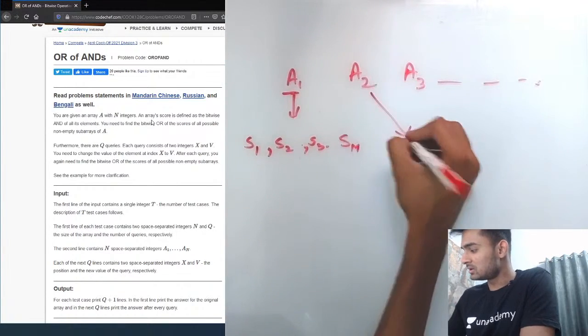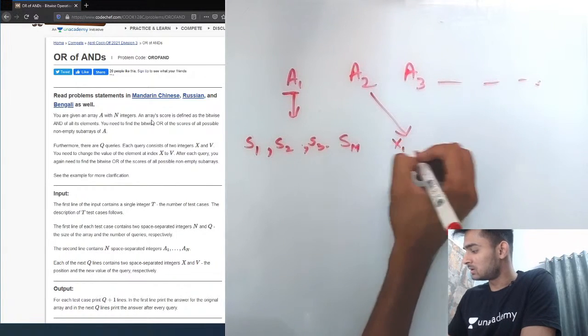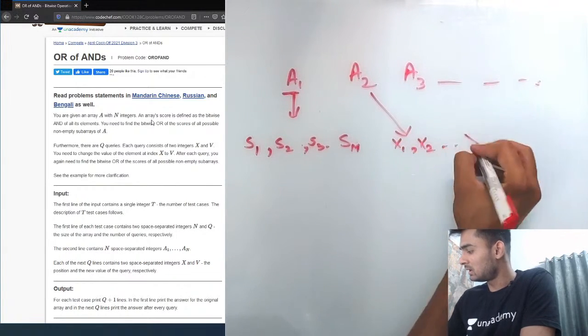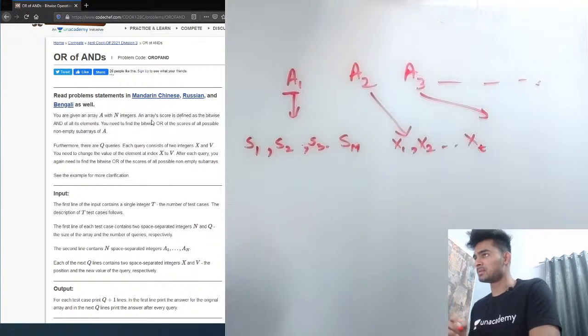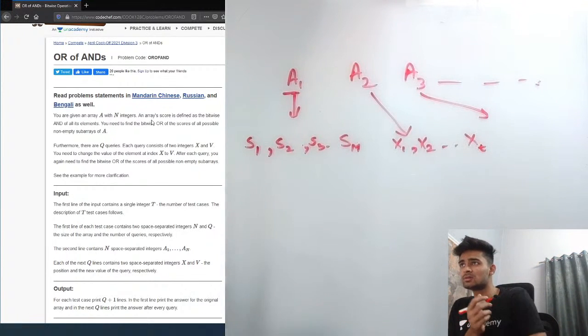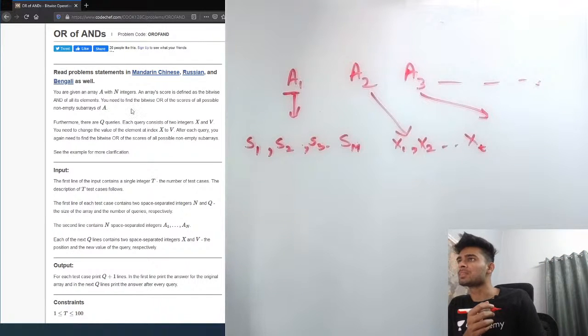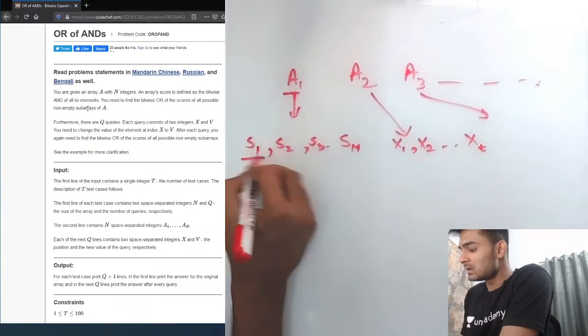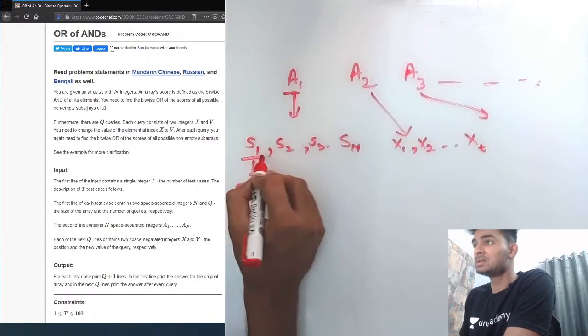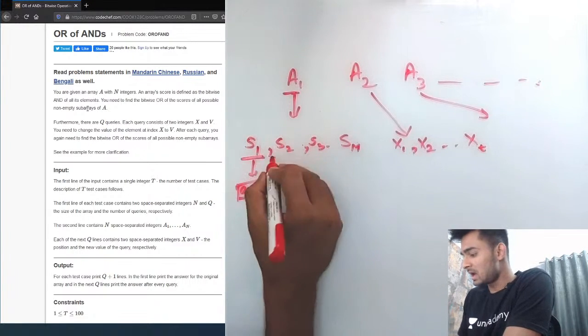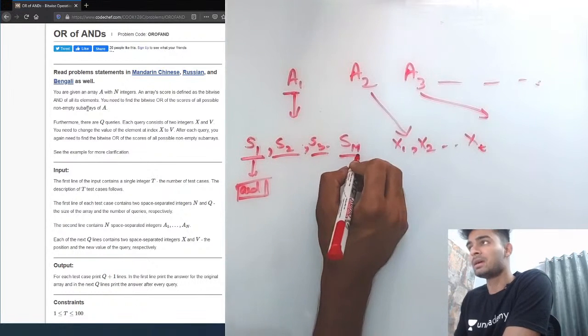Let's say this A2 is going to have subarrays named X1, X2 till XT, and similarly for A3 as well. Now what we are actually going to do is find the bitwise OR of the scores of all possible non-empty subarrays of A. Before that, an array score is defined as the bitwise AND of all its elements. So if this is a subarray, then we'll find the AND value of all the elements in this S1. Then we'll find the AND of S2, the AND of S3, and the AND of Sn.